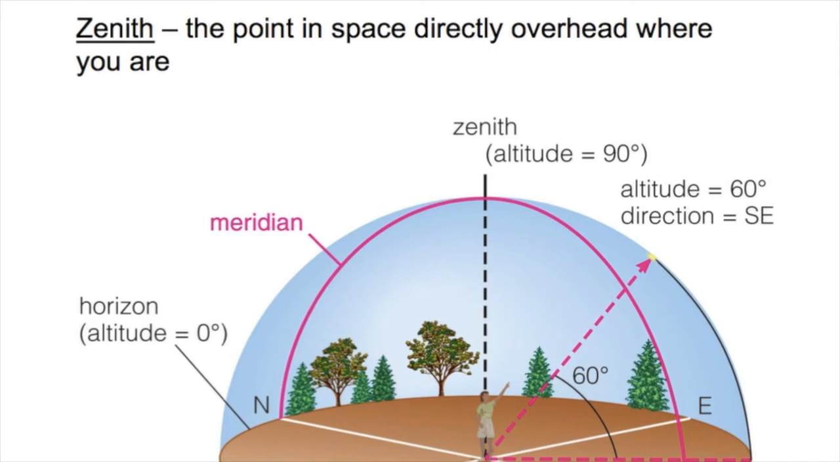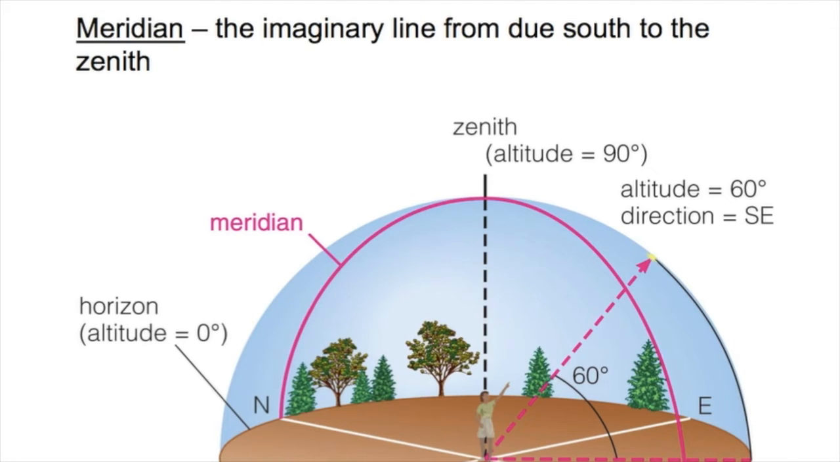Another word that gets used is zenith. This is the point directly overhead. So maybe you're out at night and you see a particularly bright star and you say, oh, look at that star near the zenith. It means you're looking at something straight up.